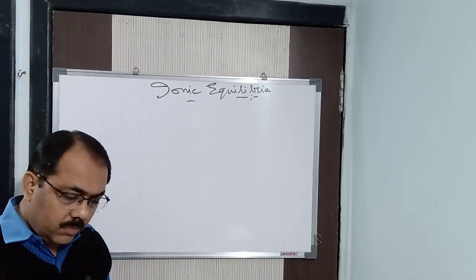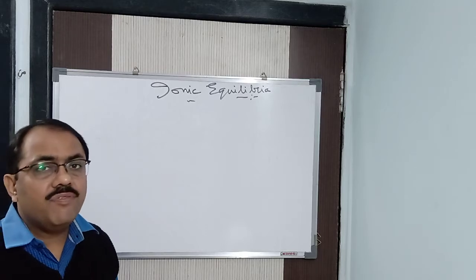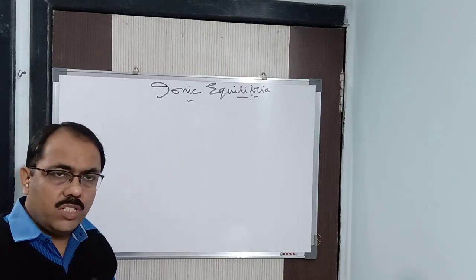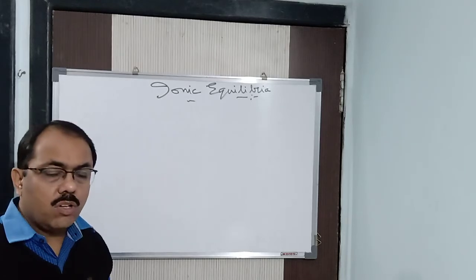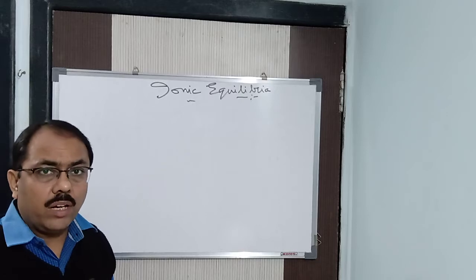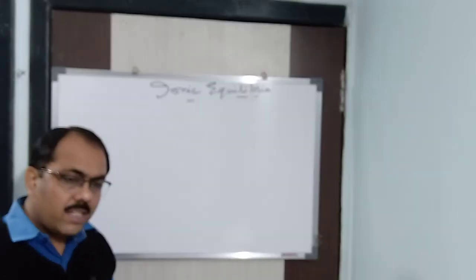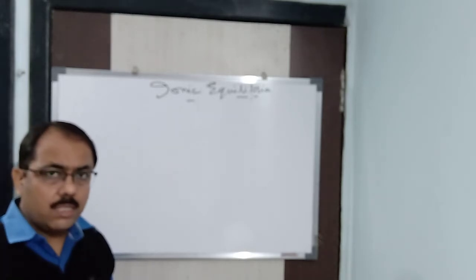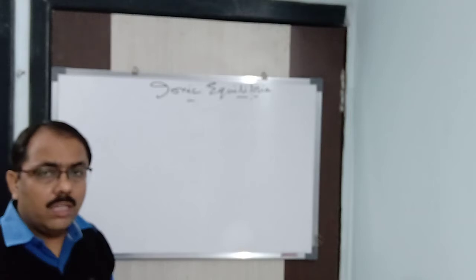Now, what are weak electrolytes? Weak electrolytes are those which dissociate feebly into ions, to a small extent in aqueous solution or in the molten state. That is called a weak electrolyte. It conducts electricity to a very small extent, because it dissociates very weakly.